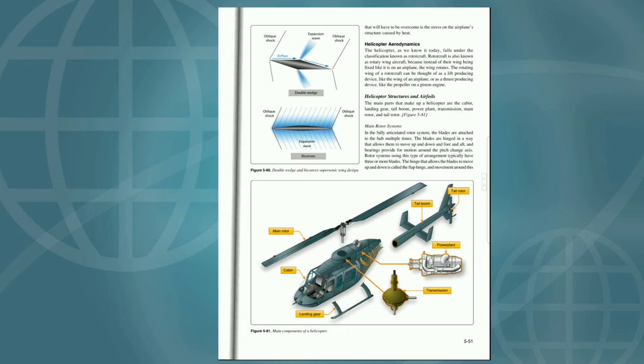5-50. Oblique shock. Expansion wave. Oblique shock. Air turned out. Double wedge. Oblique shock. Oblique shock. Expansion wave. Biconvex. Figure 5-80. Double wedge and biconvex supersonic wing design.